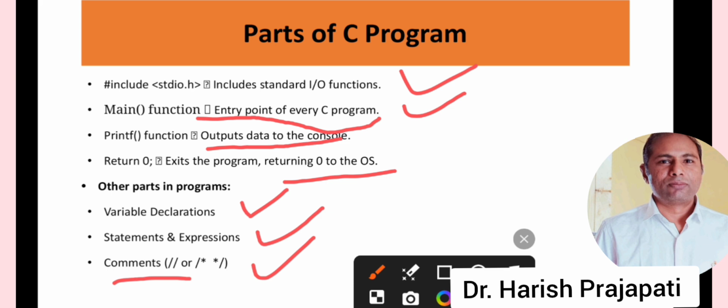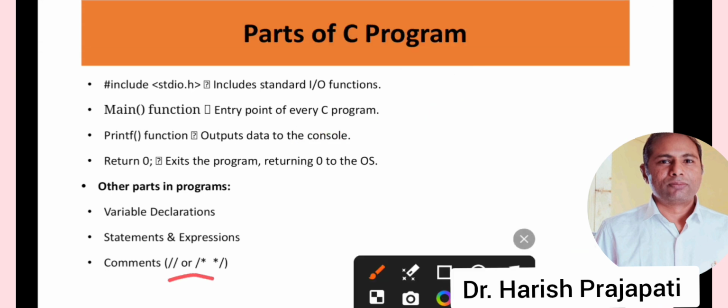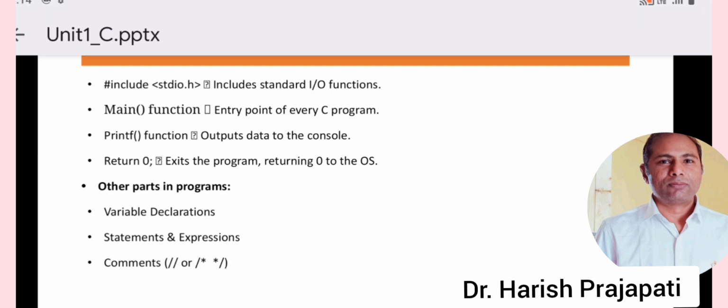Now comments are of two types. The first is the single line comment. If I want to write only a single line, then I have to use the double slash. If I want to write a multiple line comment, then I will write slash and star, then whatever I want to write, and I end with star and slash. So thus I can write comments in C.